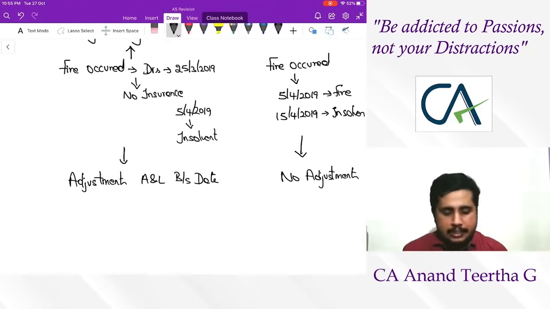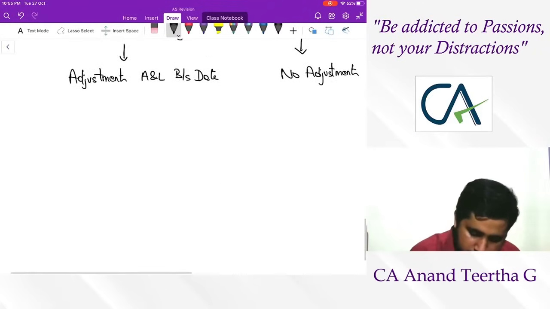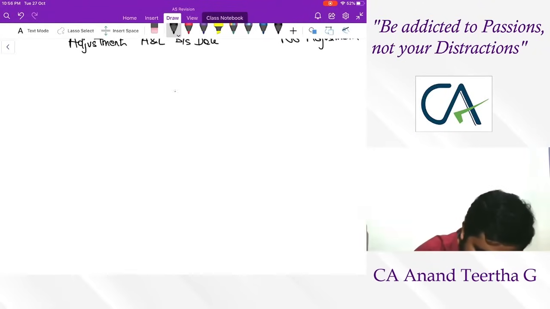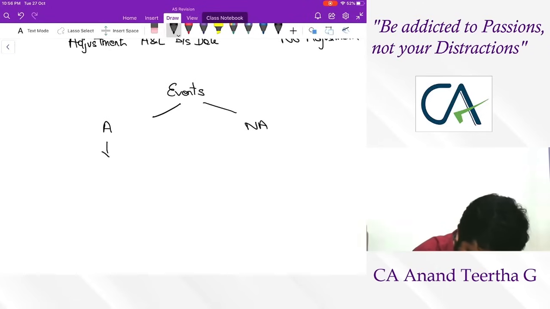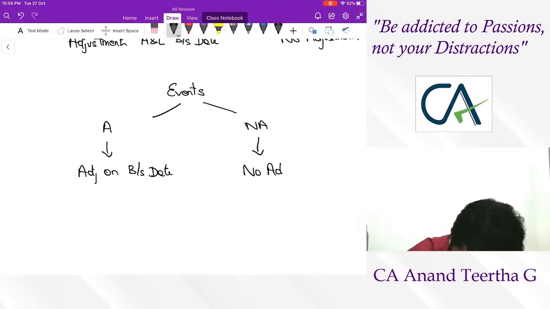Okay, a slight extension to this standard now. First, again I will be writing only the interpretation part. Events, adjusting and non-adjusting. If it's adjusting, what should I do? Make the adjustments on the balance sheet date. If it is a non-adjusting event, what should I do? There is no need for any adjustments.